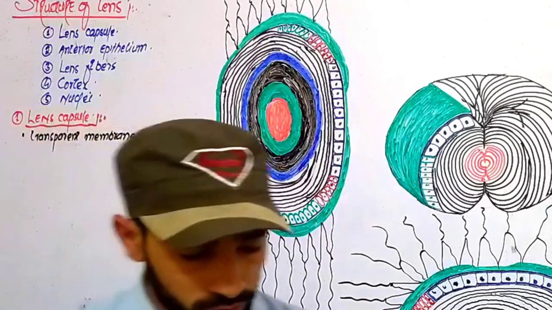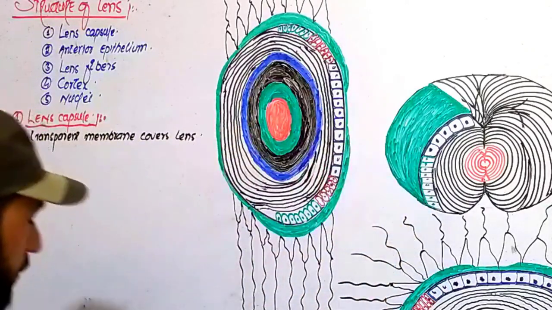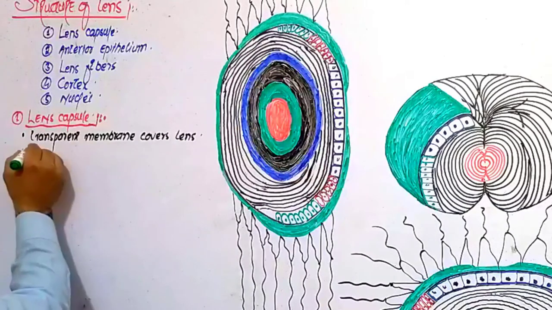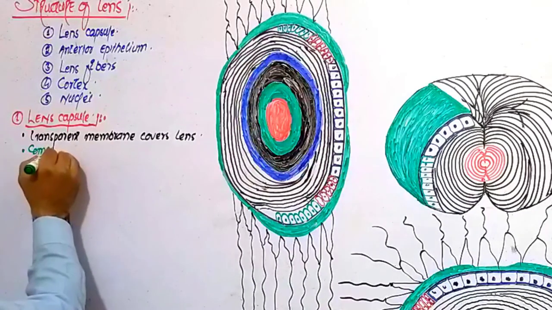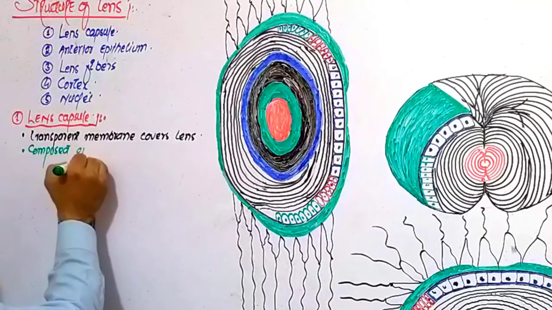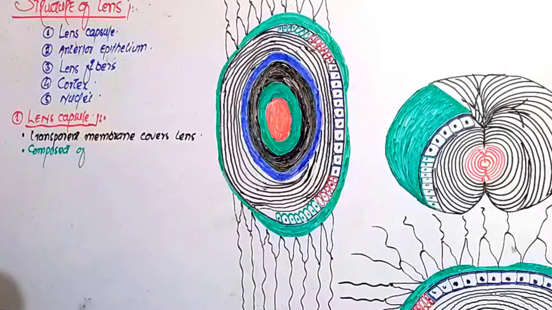Now, about it, some important points. What is it composed of? It is composed of type 4 collagen.